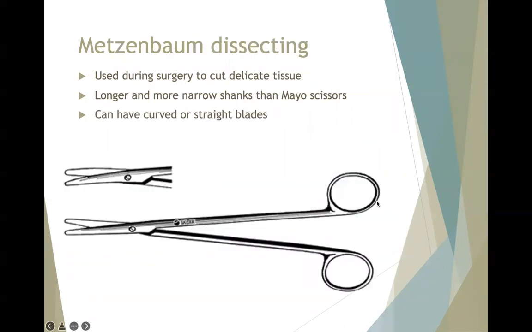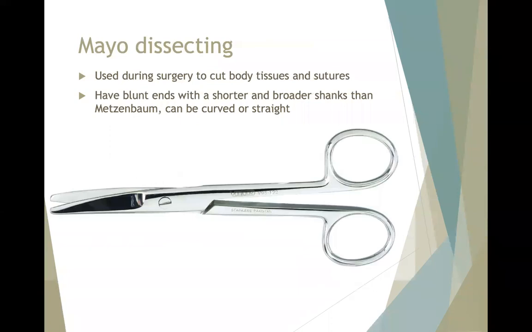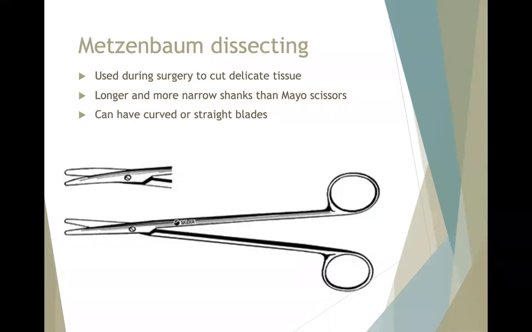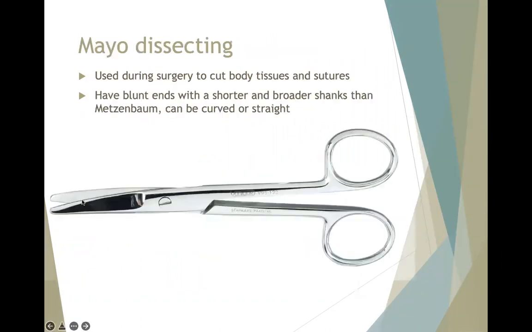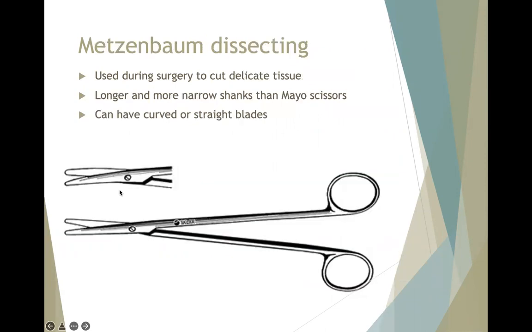Comparing those to our Metzenbaum dissecting scissors, as you can tell just right off the bat, they look extremely different, but both of those are a necessity in surgical procedures. Now, with our Metzenbaum dissecting scissors, they are way longer and slimmer in nature. The handles are extremely long. They do not have a locking mechanism. The scissors do not. And their blades are also going to be very thin. They're not clunky and kind of bulky like our Mayo is. They're a lot thinner and smoother.